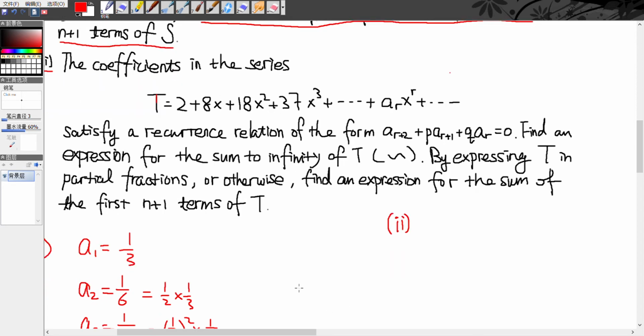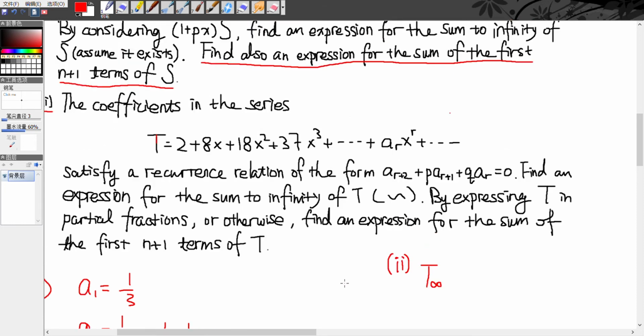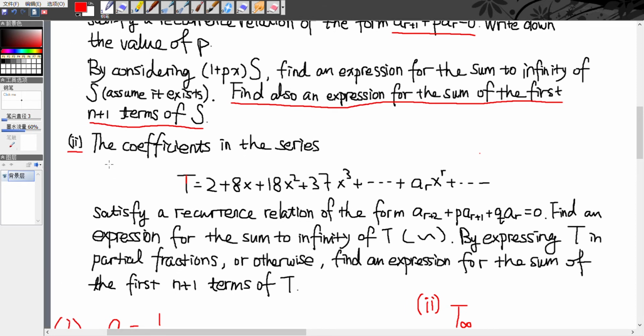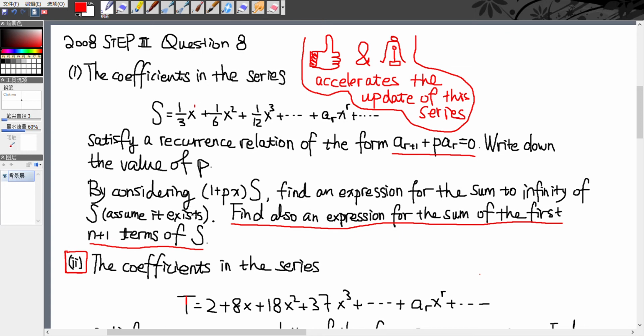So now what we want to find is the sum to infinity of t. So we want to find t infinity. And as I said in the previous videos, a step question usually uses the method or the result that you have derived before. So in the second question, you may use the method that is suggested in the first question. So the first question, find the sum of infinity by considering this term.